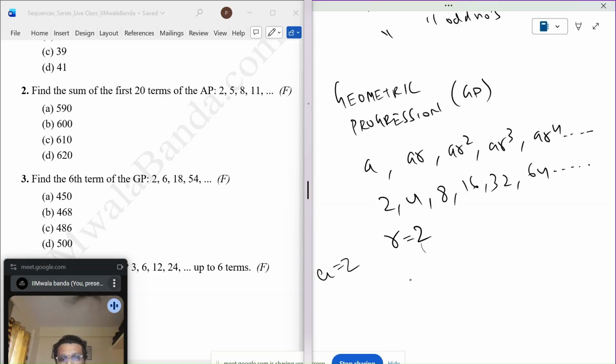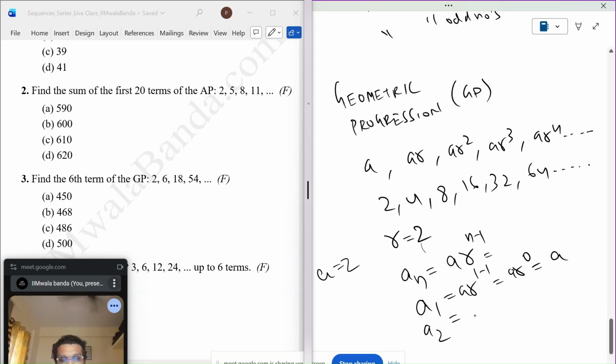And here also, if I want to write any common term, an, it will be A R to the power n minus 1. How? Look, put n as 1. This becomes a1 is equal to A R to the power 1 minus 1, or A R to the power 0. Anything to the power 0 is 1. So A. Put a2, A into R to the power 2 minus 1, or AR. Put a5, A into R to the power 5 minus 1, or 4. AR to the power 4. 1, 2, 3, 4, 5, the fifth term.